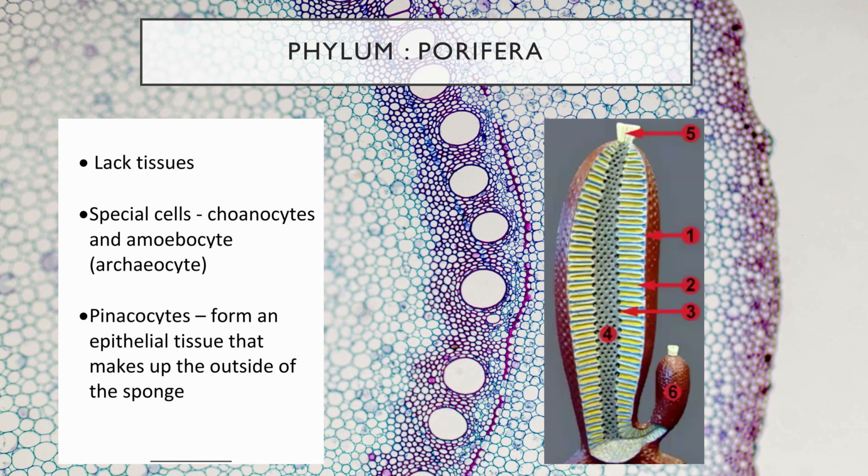Pinacocytes make up the outside of the sponge and form an epithelial tissue.